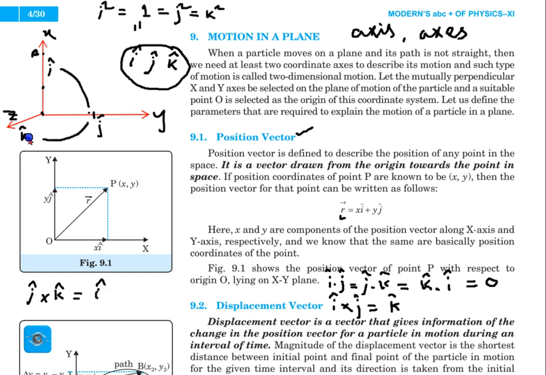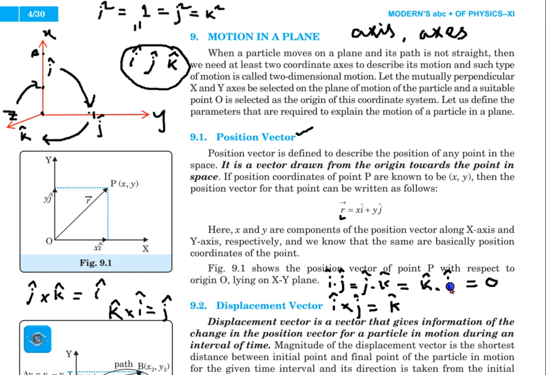And if I move from k to i, finally reaching j, that is k cross i will give j. Cross product is a rotation.